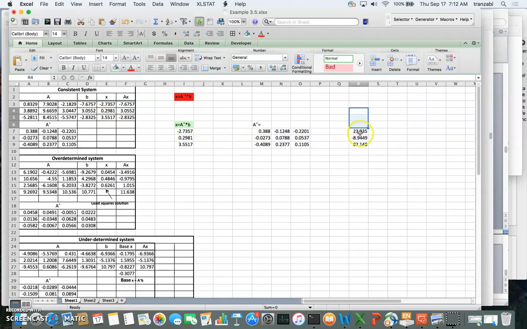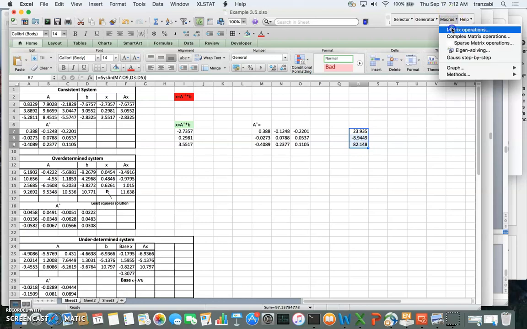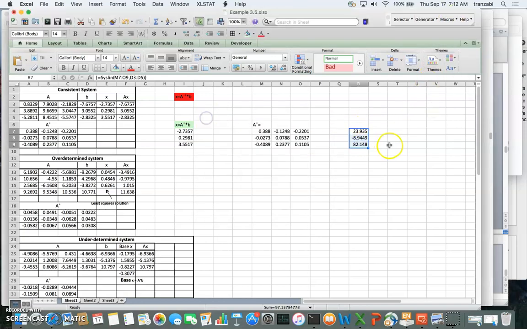So I just showed you how you can basically run the solution without using the menu from here, right? I didn't actually use that. I just typed syslin. But make sure before you use syslin, you highlight the three cells, or the cells that the results have to go to, okay? You can do the same thing for inverse. I can easily calculate the inverse, or multiply two other matrices, or anything I want using these functions.